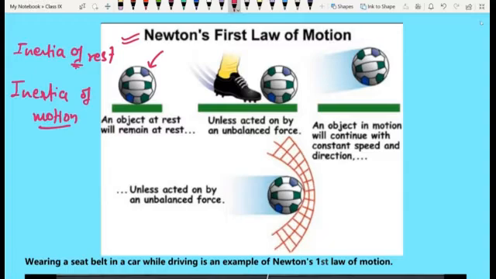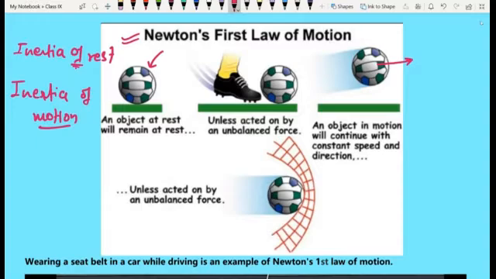Suppose someone is kicking that ball. When you kick a football, what will happen? The football will be in motion. Okay, so Newton's law says that if the ball is in motion, it will remain in motion unless and until an external force is applied on it. What happens on the ground? You might have seen that when you apply a force on a football, after some time, it stops.